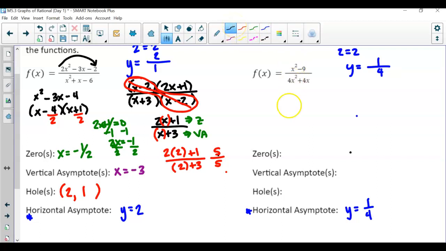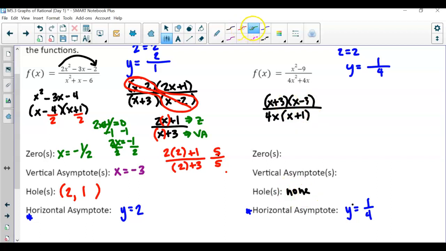Focus on factoring. We can factor the numerator because that's a difference of two perfect squares. So x plus 3 times x minus 3. Then here we have a GCF of 4x. Then I'm going to take that out and I'm left with x plus 1. So is there a hole? No, because there's nothing in common. So there is no hole, none.